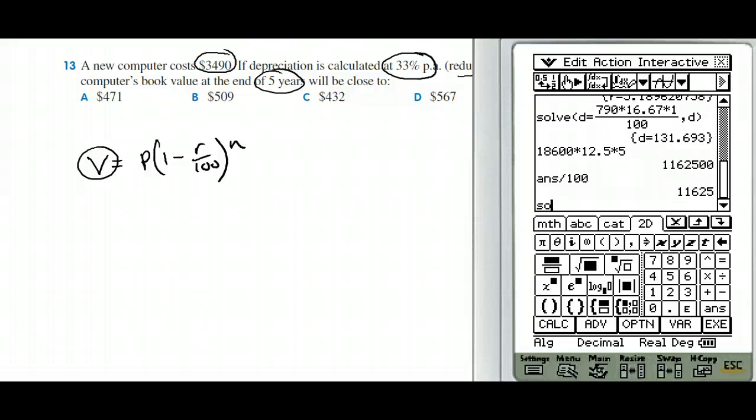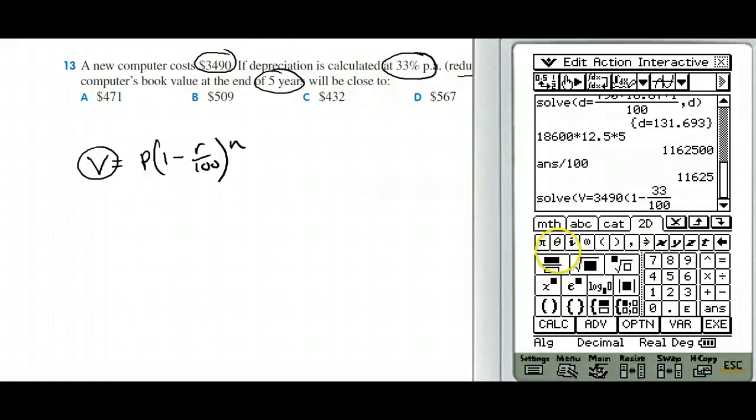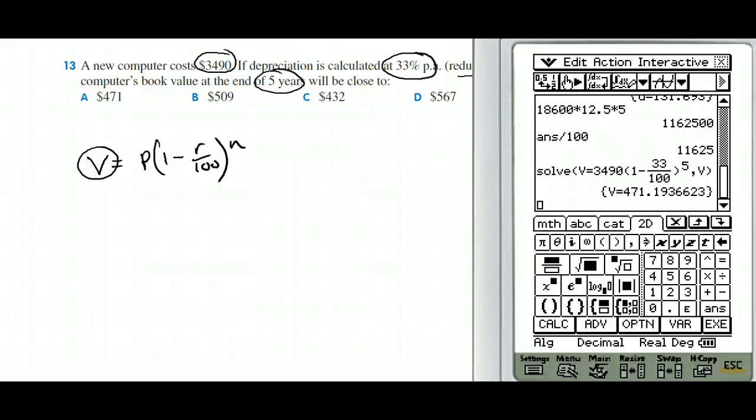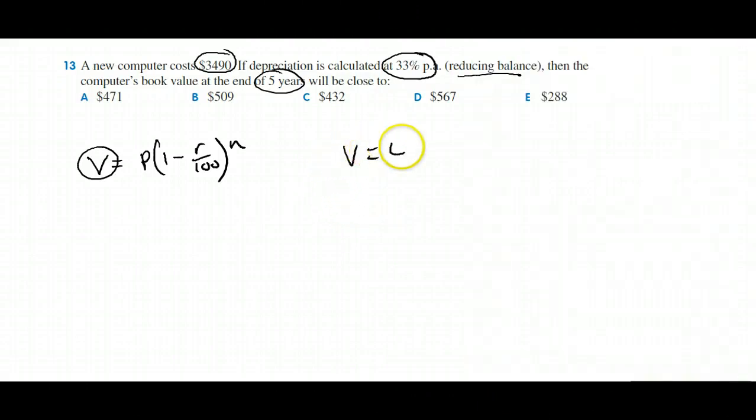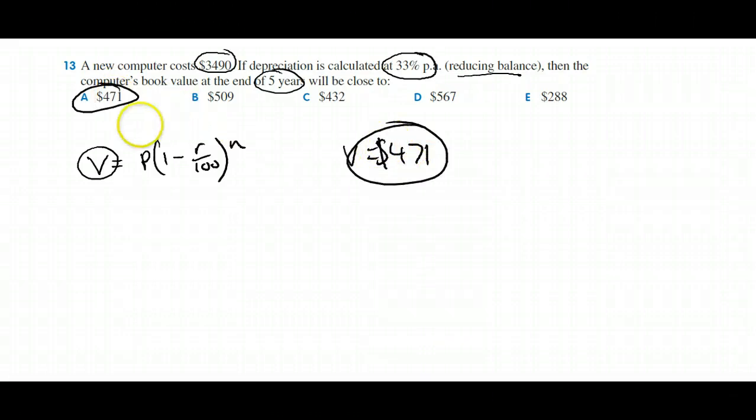We just need to put in our values for P, R and N. Let's write out the equation. So V equals P, which is 3490, times 1 minus R, and R is 33. We'll put that as a fraction though, because it's going to be 33 over 100, and we'll put it all to the power of N, and N we're told is 5, at the end of 5 years. And then we close the bracket, concentrating on V. We get V equals $471. And there's that answer A.